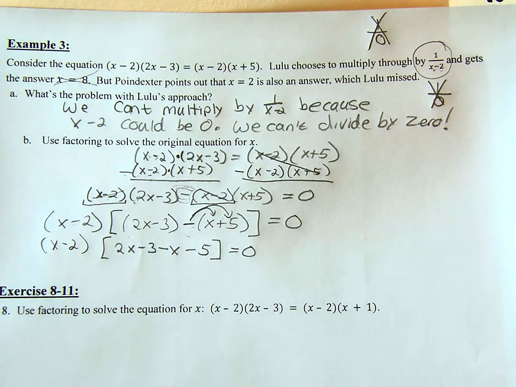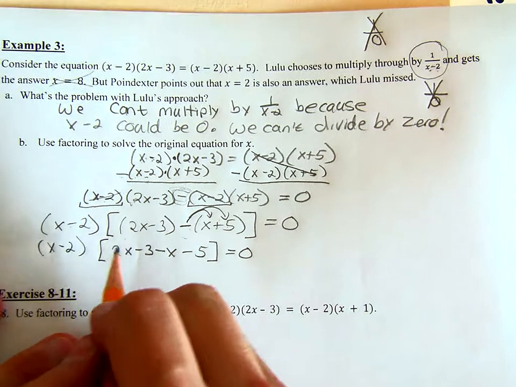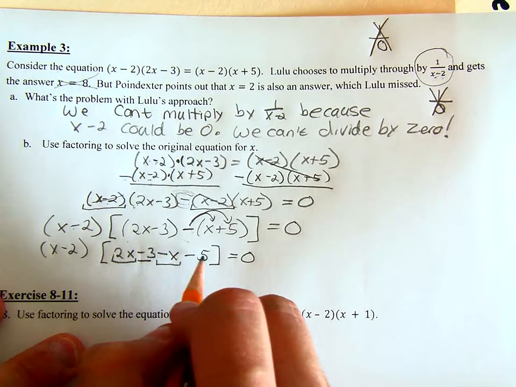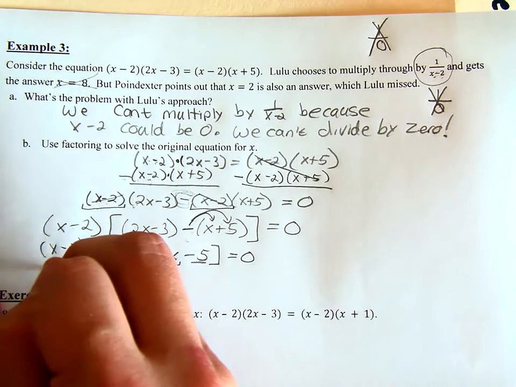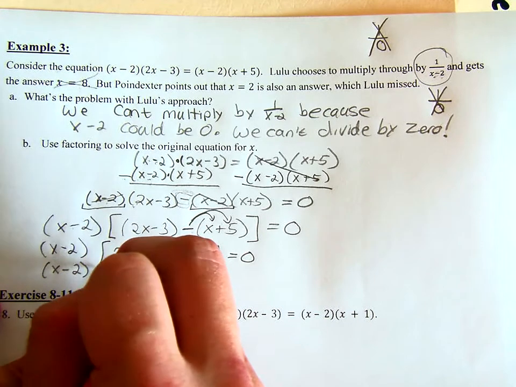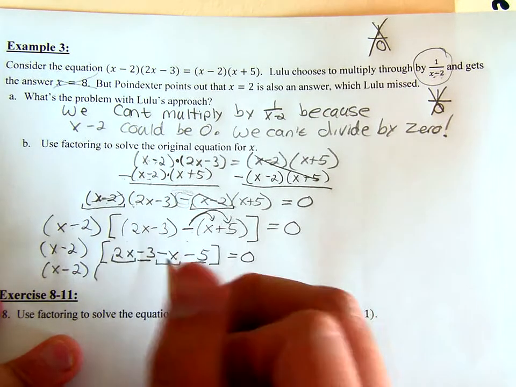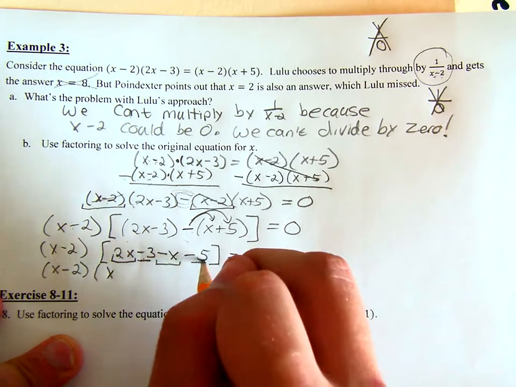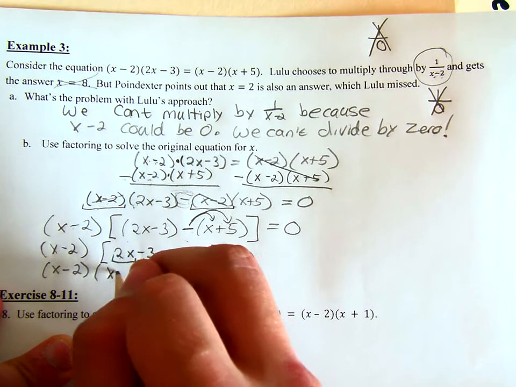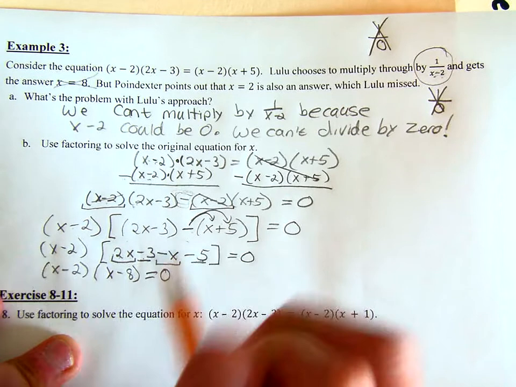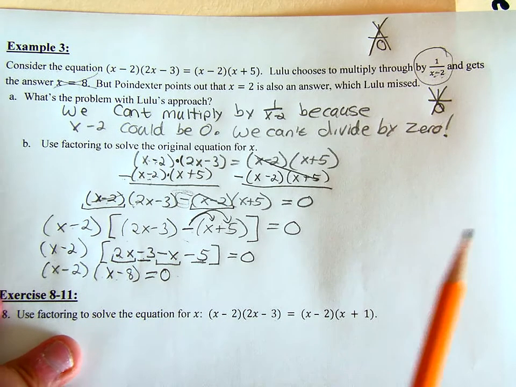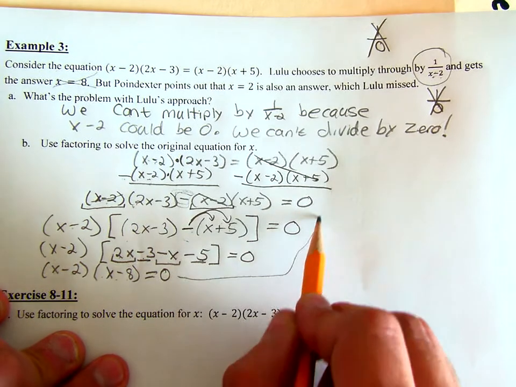So then inside the brackets, we're going to look for like terms. So our like terms are going to be 2x and negative x. And then we'll have negative 3 and negative 5. So I'm going to have that x minus 2 times 2x minus x is just x. Negative 3 minus 5 is a negative 8 is equal to 0. So I'm going to have x minus 2 is equal to 0 or x minus 8 is equal to 0.